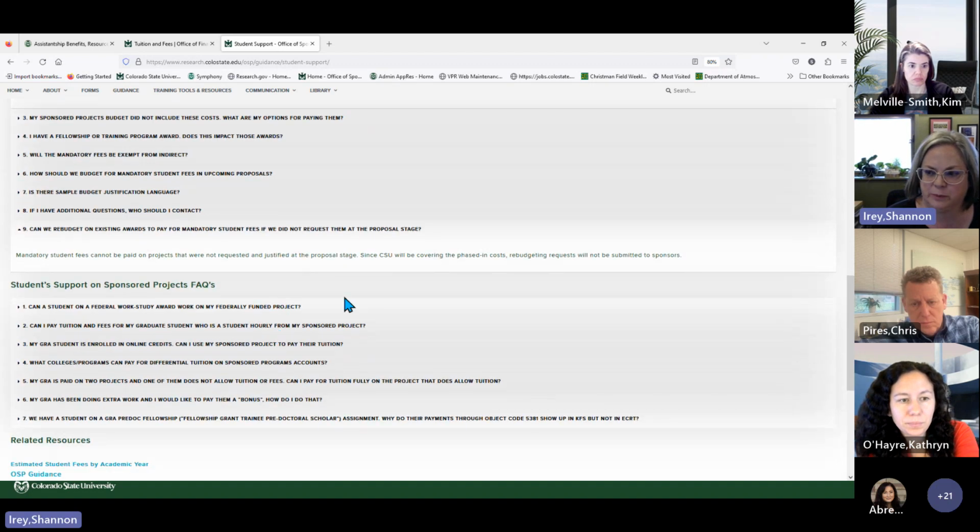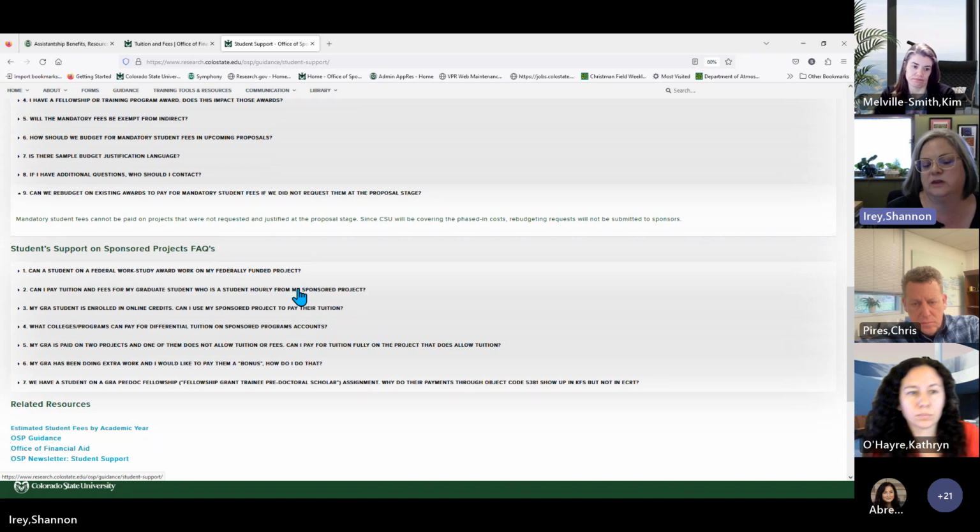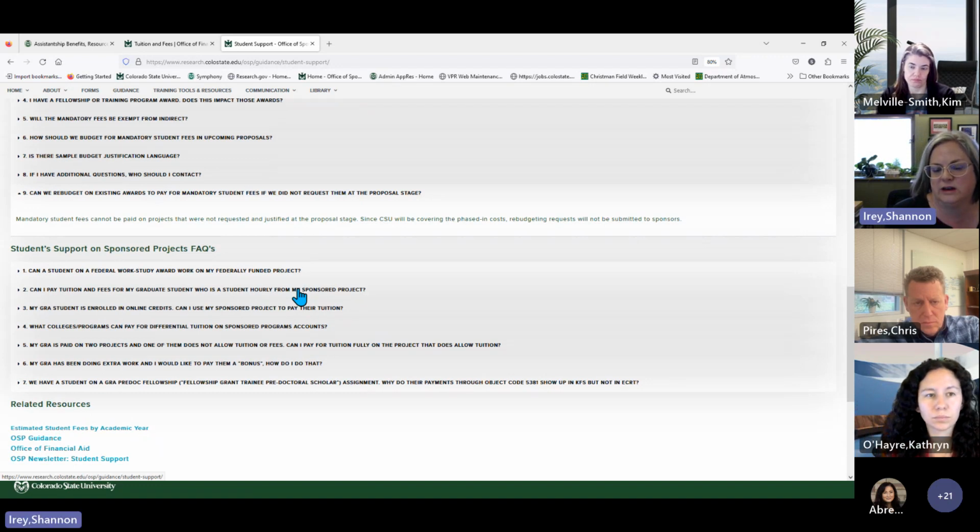And at least it's only 50% of those fees to begin with, and then we'll go to the 75 and 100, and that will hopefully get everyone geared up on their projects to be able to cover those fees when they become 100%. Is there any question on mandatory fees?